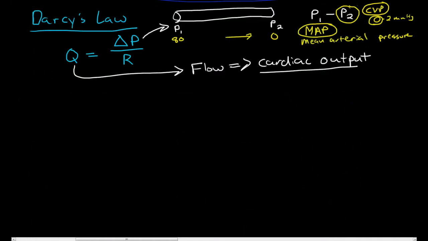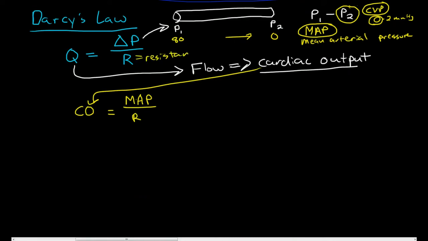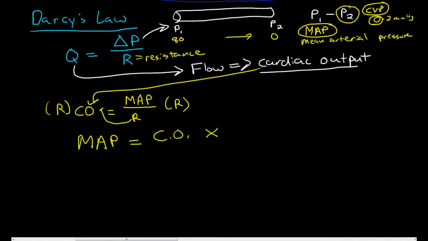So we can rewrite this equation for our own purposes to mean cardiac output is equal to MAP, mean arterial pressure, divided by vessel resistance. So R equals resistance. Okay, now do a little bit of algebra, and we multiply both sides times R, right? And we end up with MAP, and I'm just going to flip it. So we end up with MAP equals cardiac output times resistance.